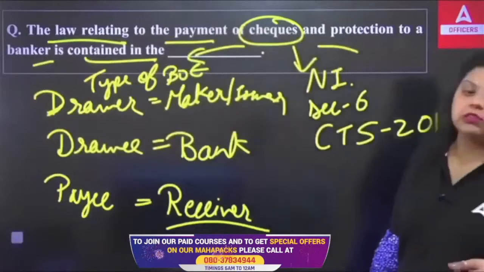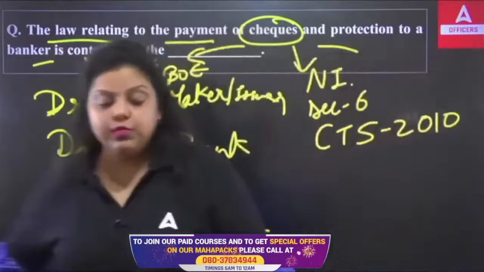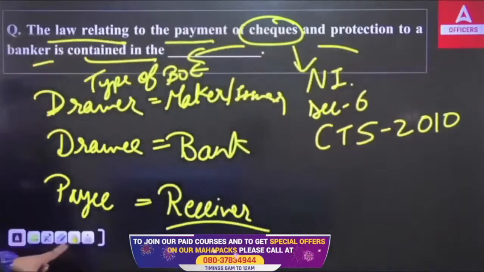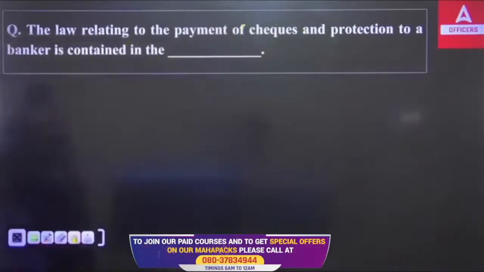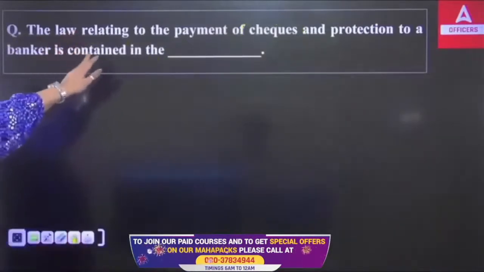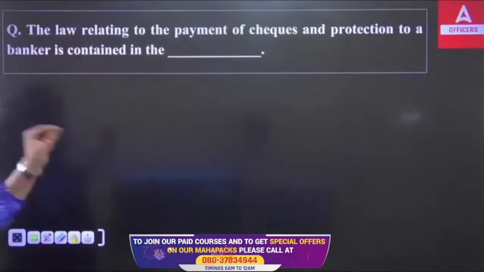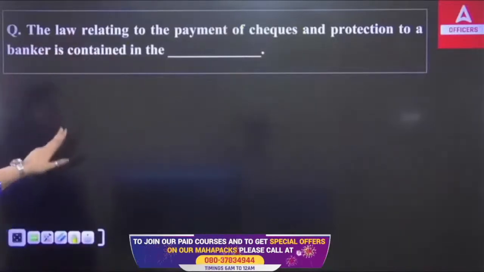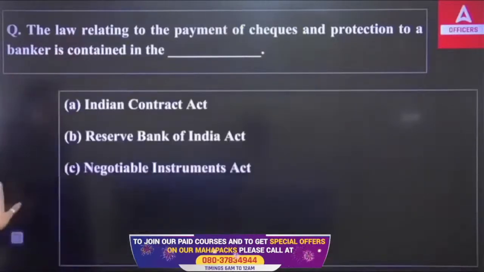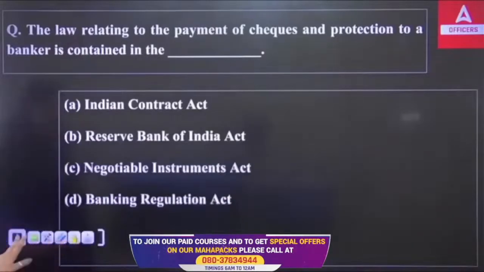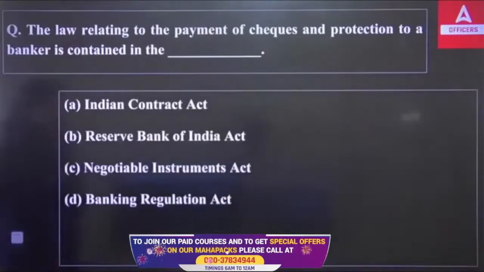It is known as a type of bill of exchange because it can be endorsed. So it is defined under the Negotiable Instruments Act. Then the question is asking: the law relating to the payment of check and the protection in case of a banker is contained in which of the following acts? First we have the Indian Contract Act, Reserve Bank of India Act, Negotiable Instruments Act, Banking Regulation Act.